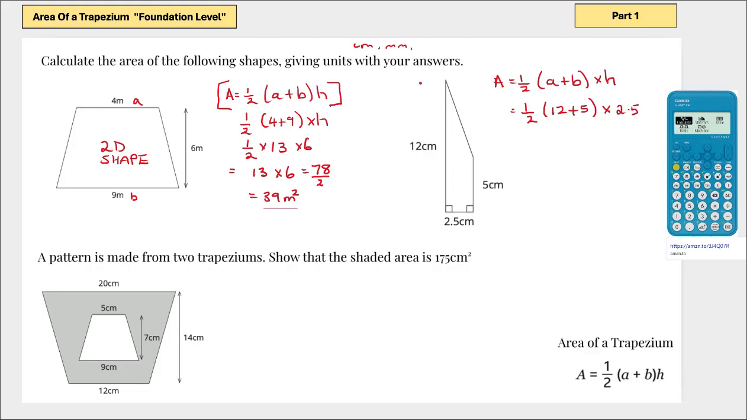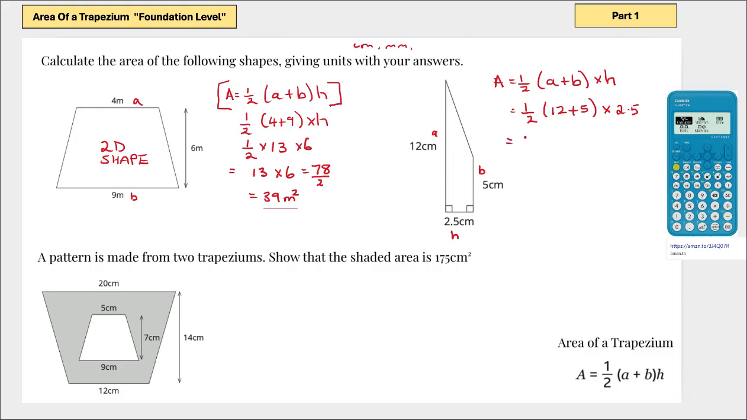So if you look at that, tip your head to the side of the screen. That's what I am doing now to show you guys, even though you can't see me. That's our height. And those are our A and B. Let's just call that A and B. And that's our height.